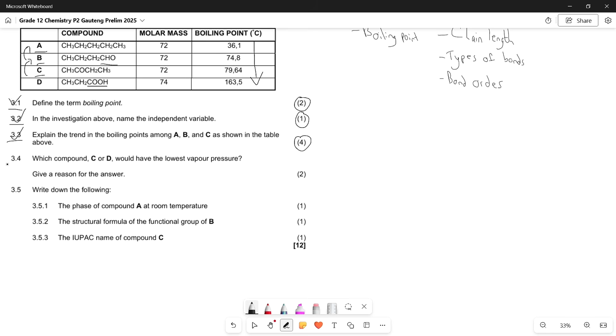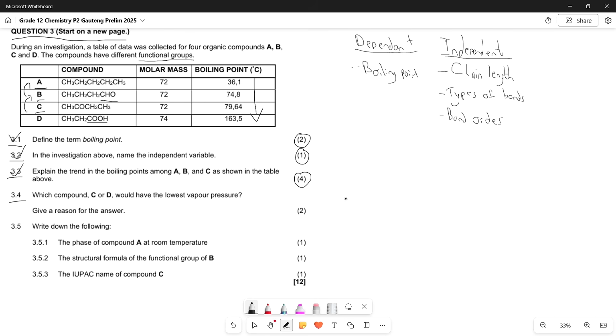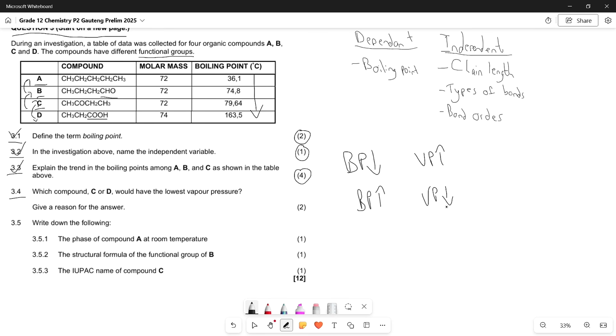And then 3.4 says, which compound C or D would have the lowest vapor pressure? Give a reason for the answer. So the lower vapor pressure between C and D over here is what we're looking at, and something to note is boiling point and vapor pressure are indirectly proportional, which means if boiling point goes down, vapor pressure goes up. If boiling point goes up, vapor pressure goes down. This is just something we have to know.